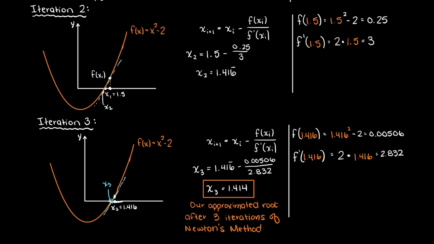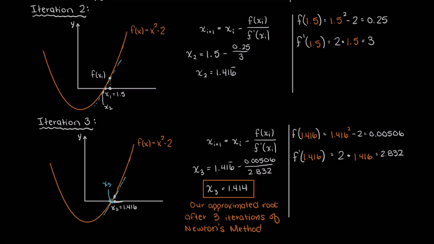You could continue to perform iterations, and as long as Newton's method is converging, like in this example, then your solution will continually become more accurate.